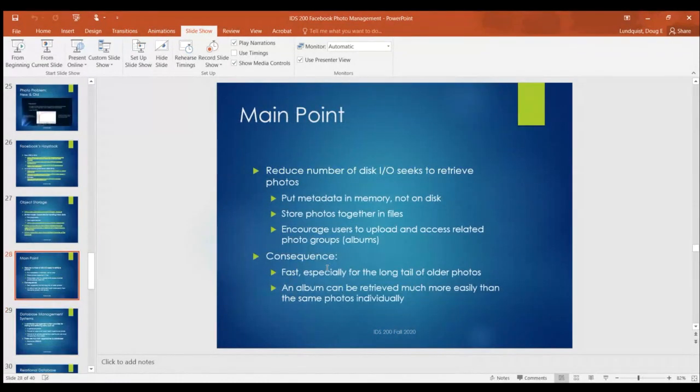Okay, we'll talk more about that eventually, though. So the main point from Haystack: fewer input/output operations, fewer seeks. That's where the hard drive's head is trying to seek whatever new point on the disk it has to find. So if there are fewer seeks, then everything is going to go a lot faster. So it puts metadata in memory, not on disk, and stores photos together in groups, and users upload those photos as groups as well, so they get rich that way. All that together, the system worked much faster, especially for the long tail of older photos. And there we go. Okay.